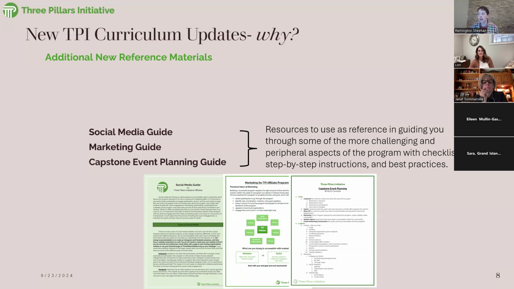Same thing with the marketing and the different capstone events. They are long and they are not meant to be something that you have to follow to the letter of the law. It is just more meant to be opportunities for you to answer questions that you may have or provide a little bit of additional clarification for this, whether it be with checklists or step-by-step instructions or best practices. They are just meant to be there as resources for you to be able to use.